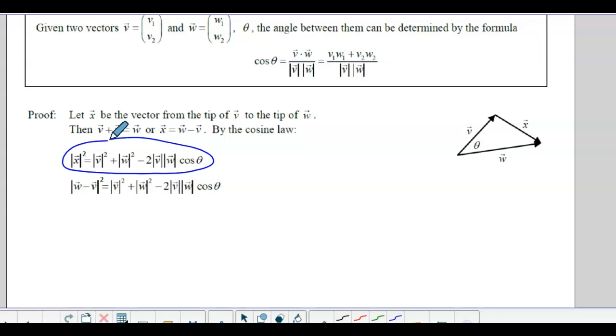That's a triangle. So if you remember back to Math 10, if you know the magnitudes of two sides of a triangle and the angle contained between them, you can find the measure of the third or opposite side. That's the cosine law in terms of this diagram. We don't know the components of x, but we do if we express it in terms of v and w.